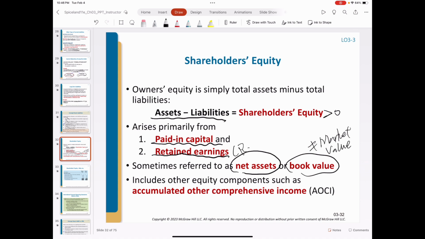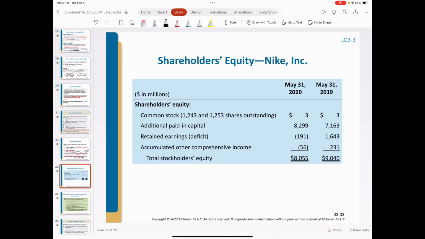While retained earnings represents the realized earnings, there is another account, accumulated other comprehensive income, AOCI. This represents the unrealized earnings. Here is an example of stockholders' equity.